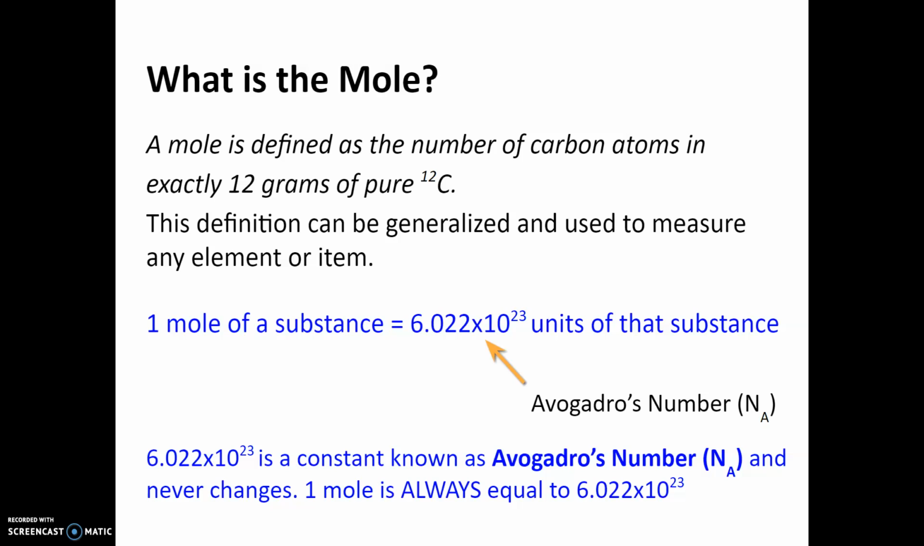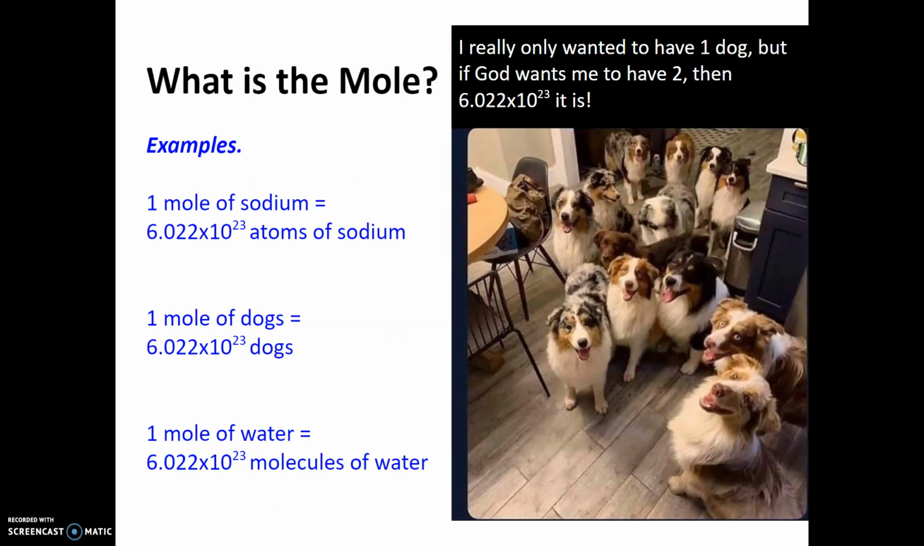So this is a constant, which means it never ever changes. So 1 mole is always equal to 6.022 times 10 to the 23rd. That will never not be true. Okay, so 1 mole of anything is always 6.022 times 10 to the 23rd things. That is a universal chemistry constant.